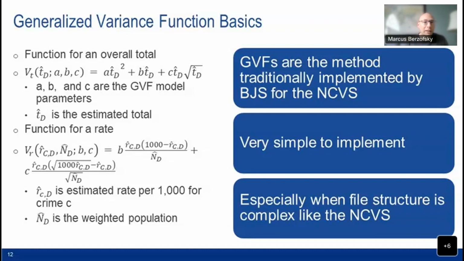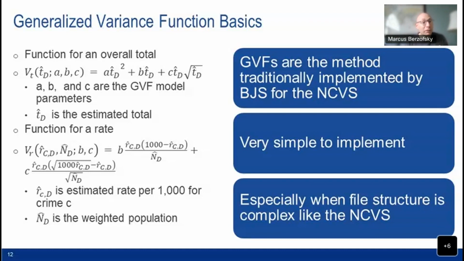In the NCVS, it is relatively complex, and there are different patterns depending on the type of estimate. For a total, there's what's called a 3-parameter model. There's an A parameter, a B parameter, and a C parameter. When you're using the GVF, you enter those into the function along with your totals that you get from the data, and it then gives you the variance for that estimate, and you can take the square root of that to get the standard error.